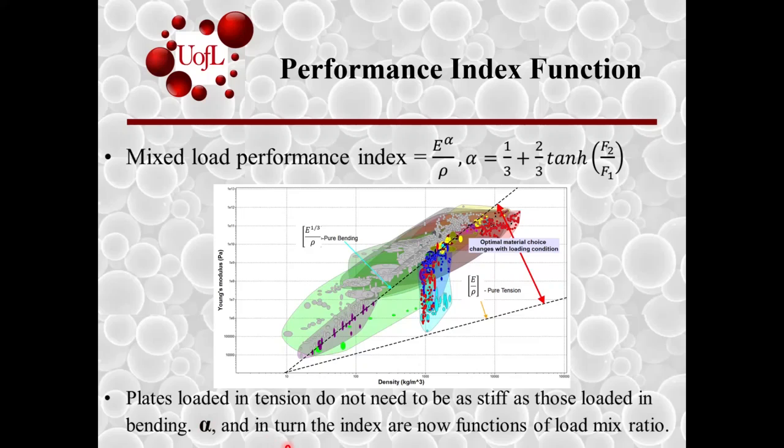So our alpha, and in turn the index, now become functions of this load mix ratio, F2 to F1. Another thing that can be pulled from this graph is that plates loaded in tension don't need to be as stiff as those loaded in bending.